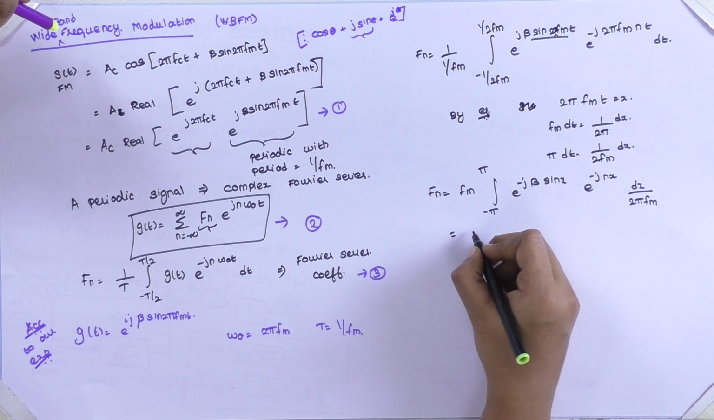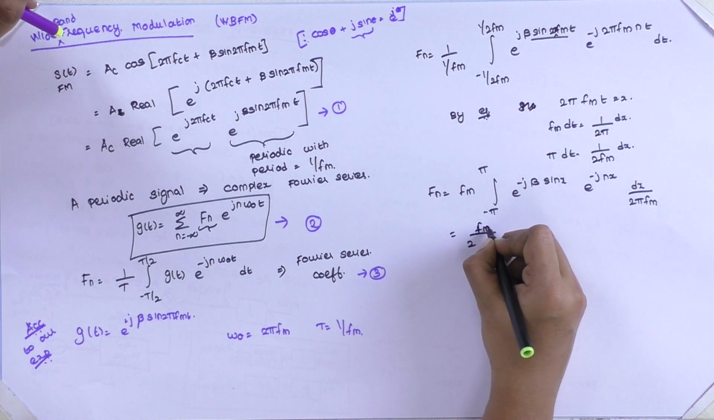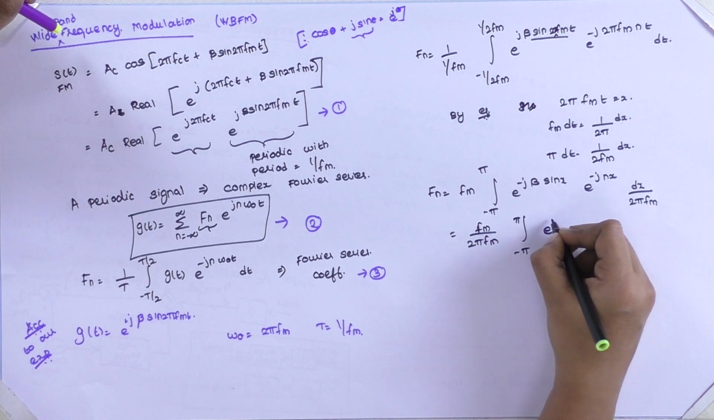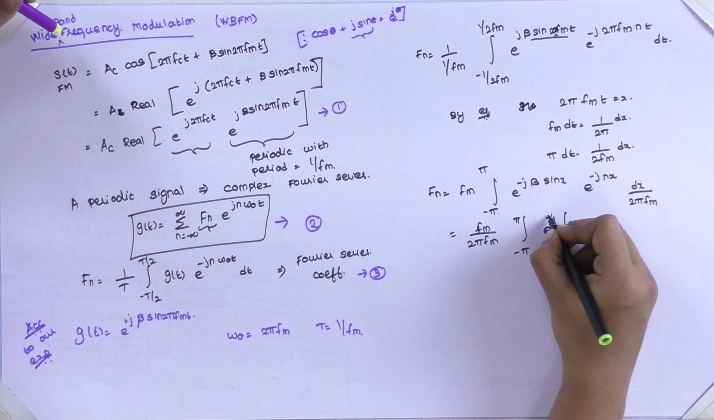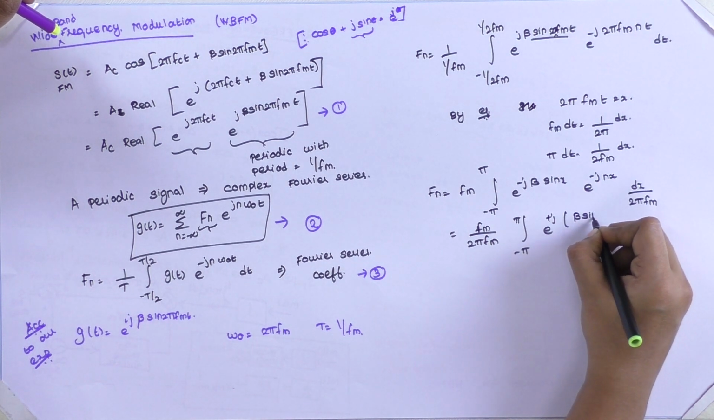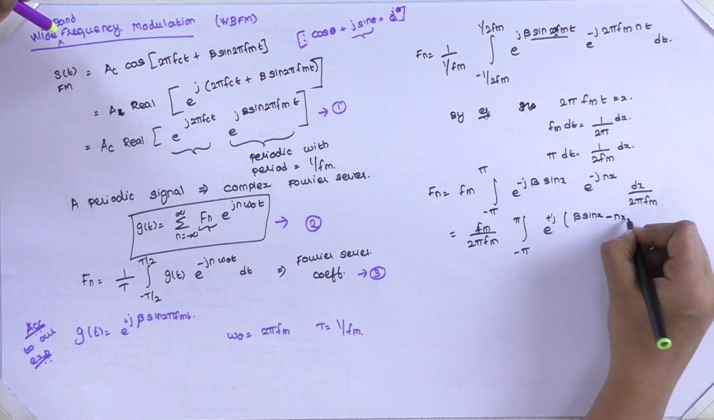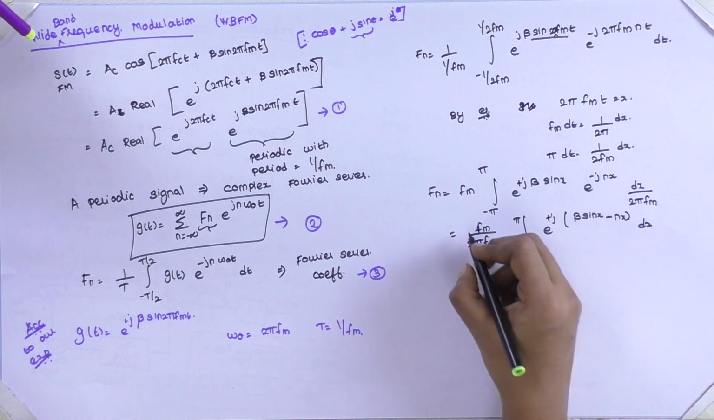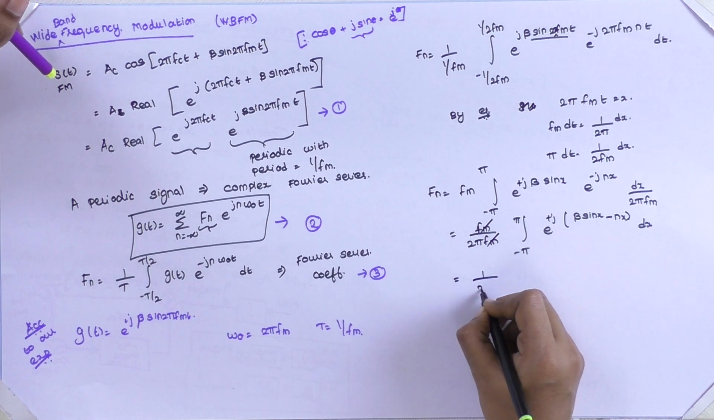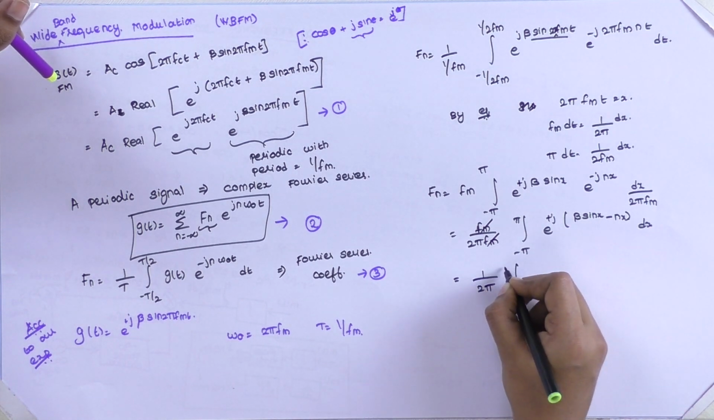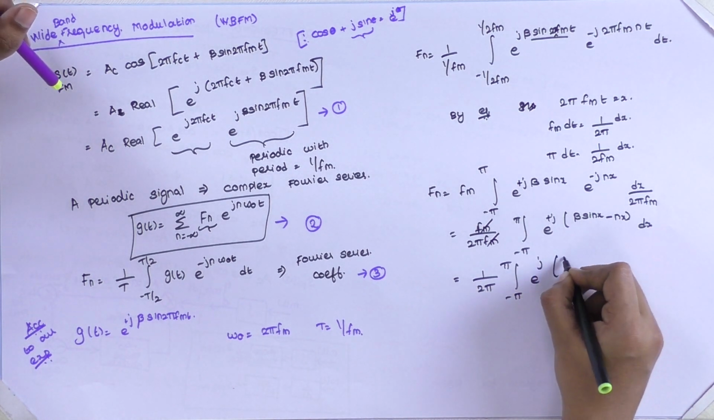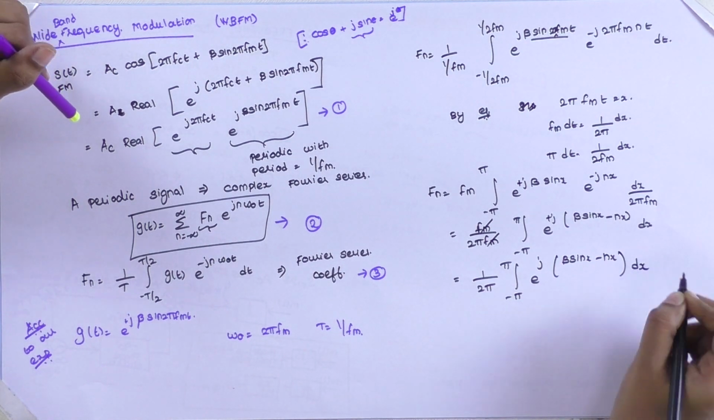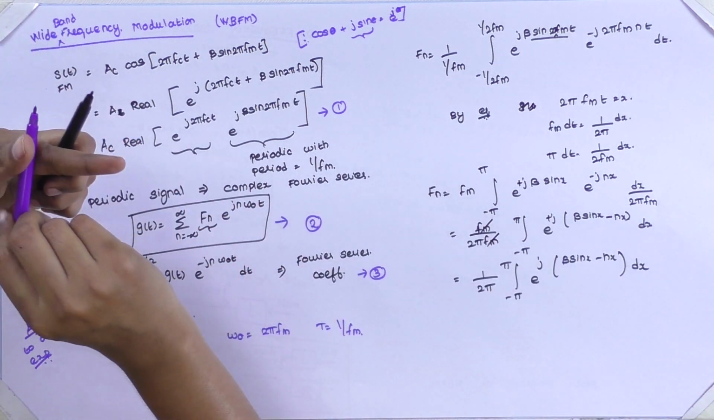Therefore, when we take this constant term outside, Fm into 2 pi Fm, integral over minus pi to plus pi of e power minus j, plus j beta sin x minus nx, plus sign, right? Into dx. This Fm and Fm will get cancelled. Therefore, 1 by 2 pi integral over minus pi to pi e power j of beta sin x minus nx into dx.